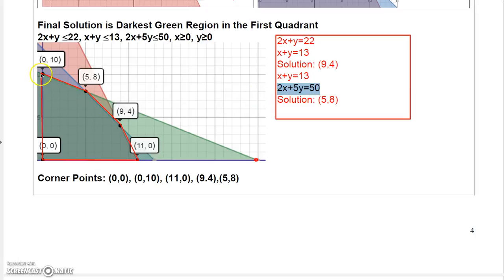So those are 1, 2, 3, 4, 5 corner points of this region. Now I do want to mention that not every point of intersection is a corner point.